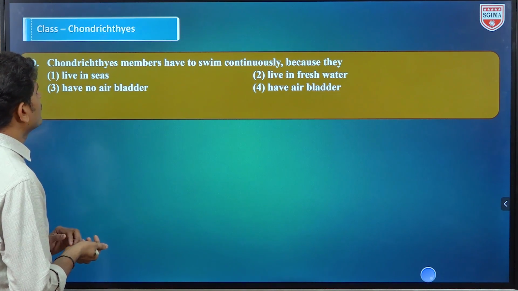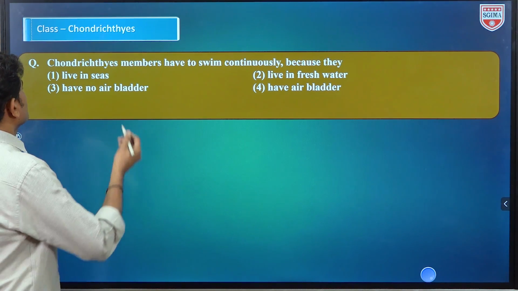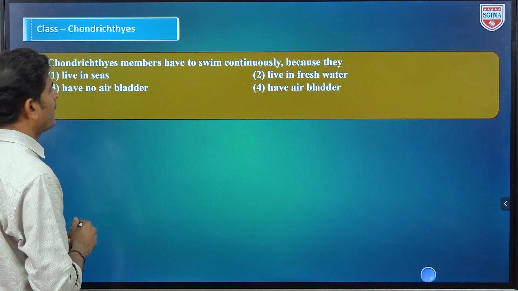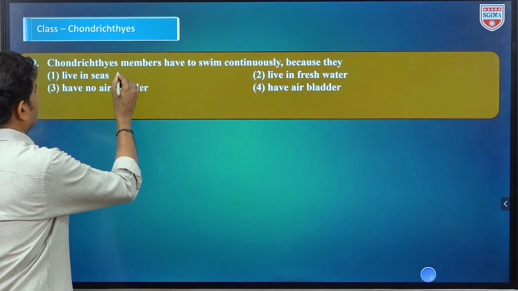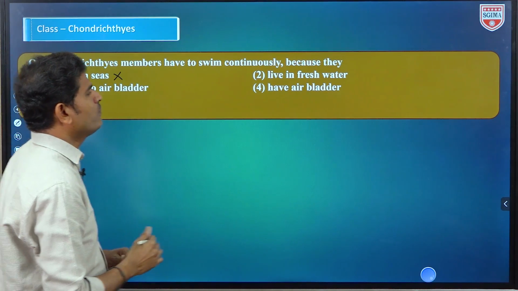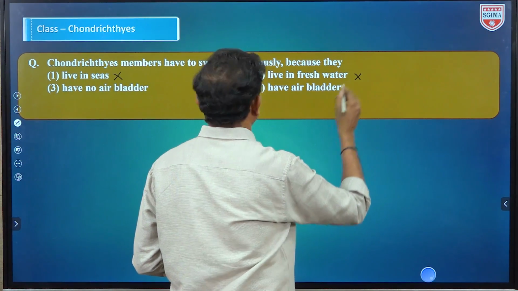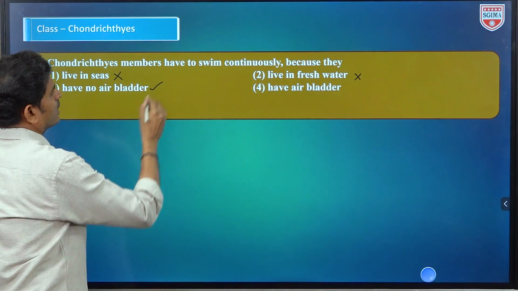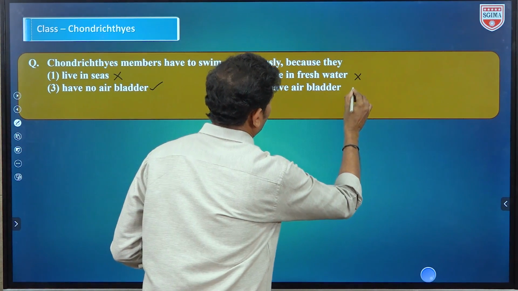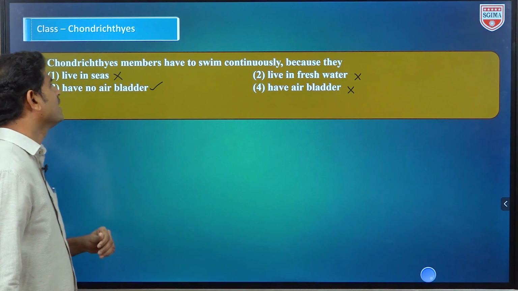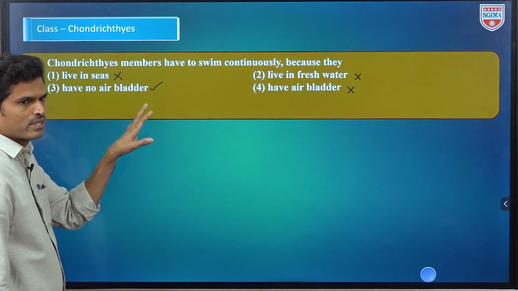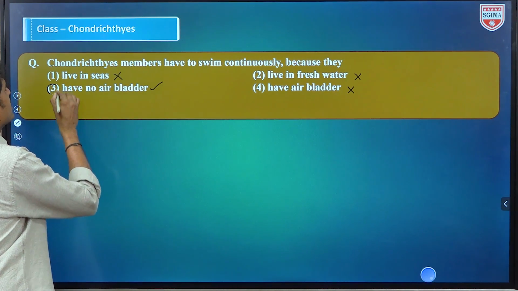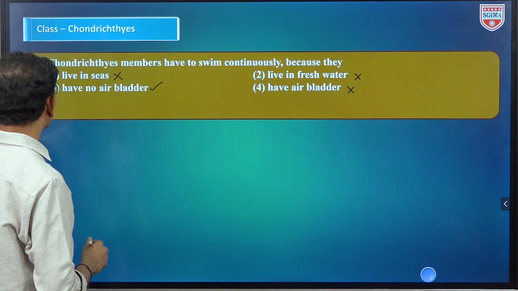So let us see which option is correct. Live in seas, will this be correct? Now wrong. Live in fresh water, wrong. Have no air bladder, so this is the only correct one. Have air bladder: air bladder is absent in Chondrichthyes members, present in Osteichthyes members. Therefore the correct option is the third one. Next question.